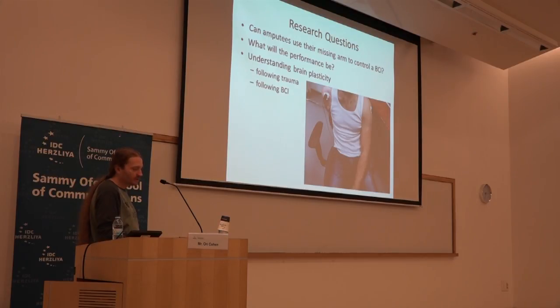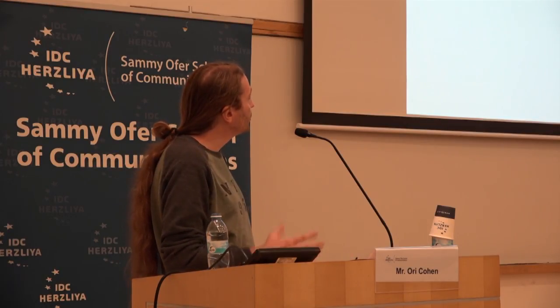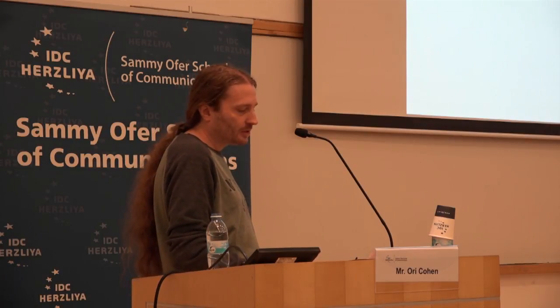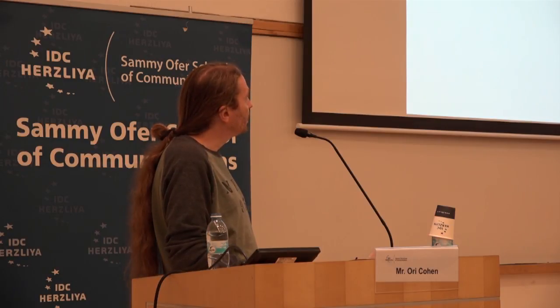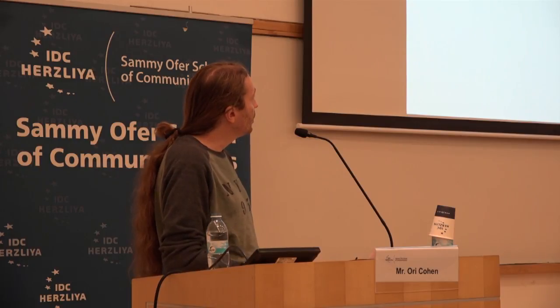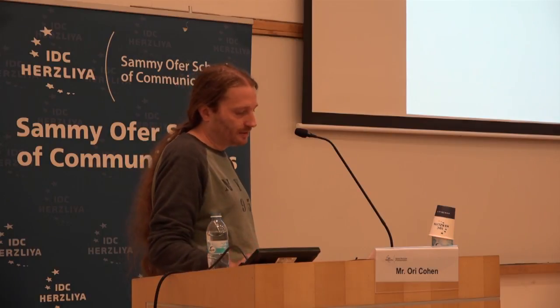We had a couple of research questions going into the study. We wanted to know if amputees can actually control the missing arm and use it to control a BCI, use it to control an external device such as an avatar. We wanted to know if their performance can be compared to a group of healthy, or should I say control, subjects who have both of their arms. And we wanted to understand what goes on in their brain following a trauma or following a BCI experiment.